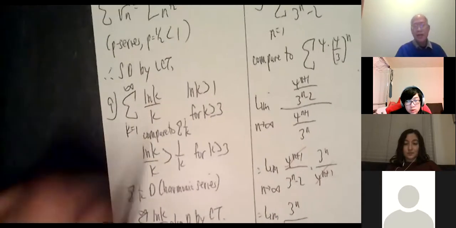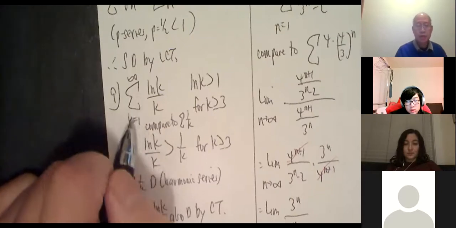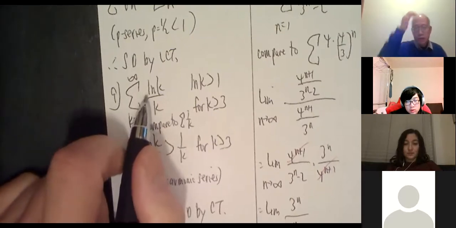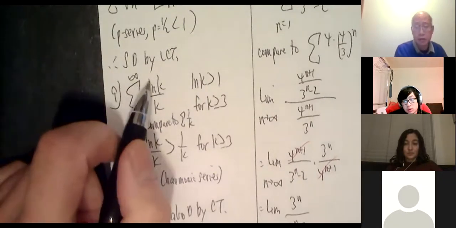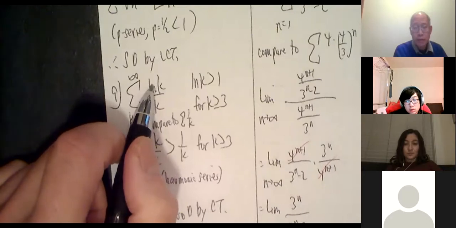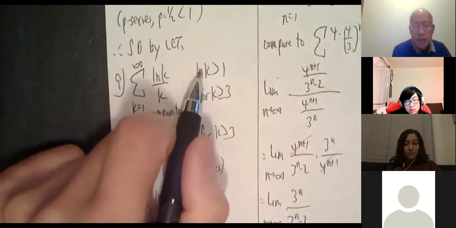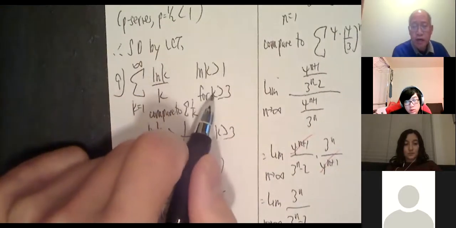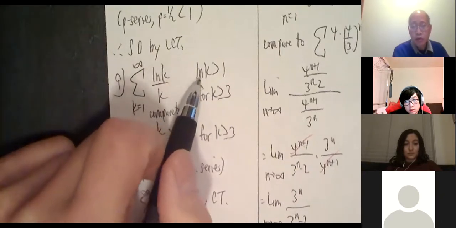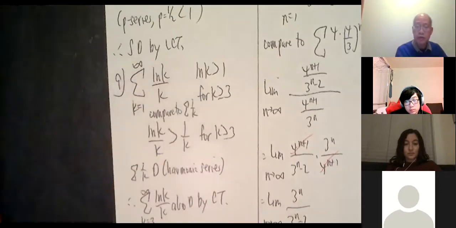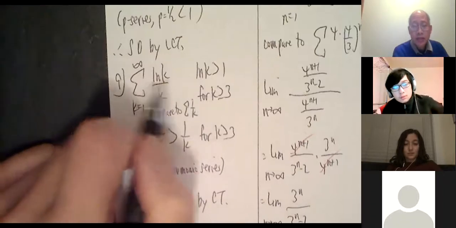A hint is, and it doesn't matter if you have k, the index can be k or i or n, same thing. Now we don't know too much about ln k, but we know 1 over k. 1 over k is our harmonic series, and we know that diverges. So ln k is greater than 1 for k greater than or equal to 3, it turns out. The natural log of e is 1. e is like 2.7. So for k greater than or equal to 3, ln k is bigger than 1.